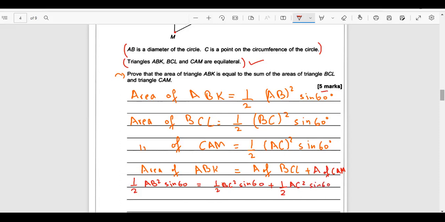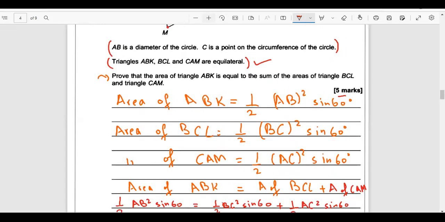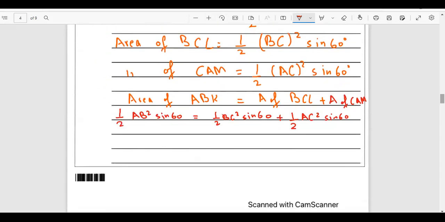Now I can clearly see that on the left hand side, half and sine 60 are coming common. So half AB square sine 60 degrees, and here half is coming in both of the terms, so I can take it common. Sine 60 is coming in both the terms, so I'll take that common as well, and I'm left with BC squared plus AC squared.